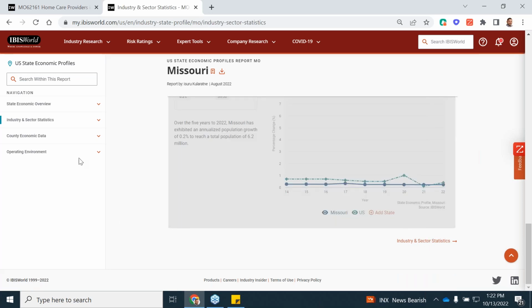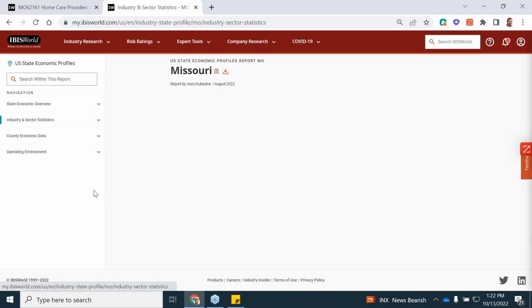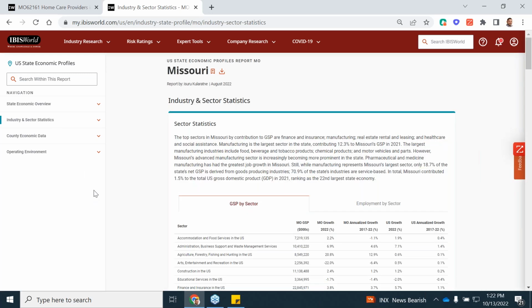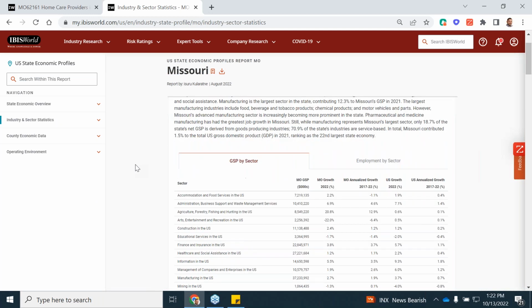But I do want to jump into this industry and sector statistics chapter, as this gets a little bit more back to the granularity aspect of IBISWorld and where our value add will be as well. So we do start out with some sector level insights, a little bit of a higher level. Think your manufacturing, your wholesale distribution, your retail, and so forth, to be able to look at a high level how the state is made up across the different economy.